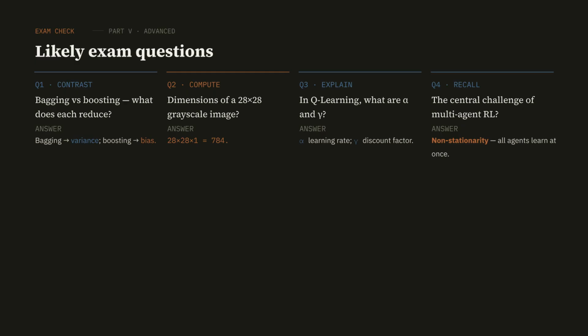For our final exam check, remember that bagging targets variance while boosting targets bias. To compute image dimensions, multiply pixels by channels. When discussing Q-learning, identify alpha as the learning rate and gamma as the discount factor. And for multi-agent reinforcement learning, the defining obstacle is non-stationarity.